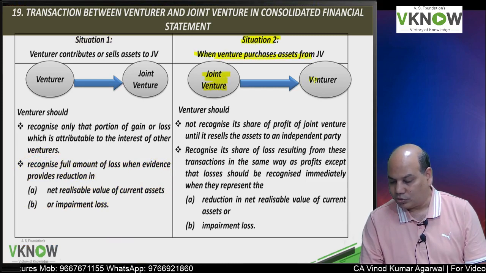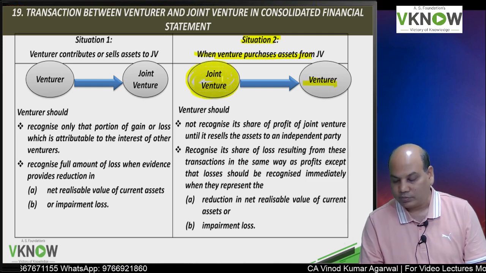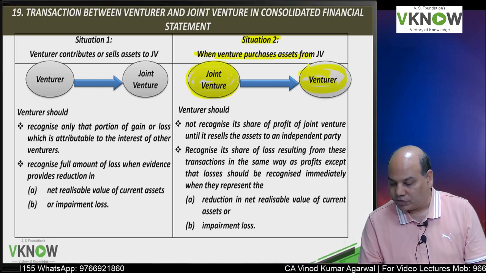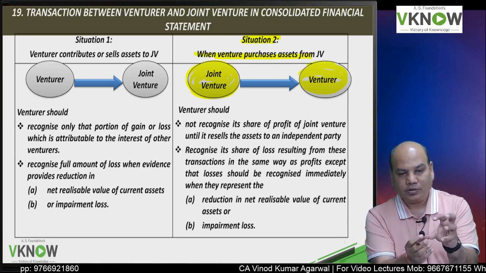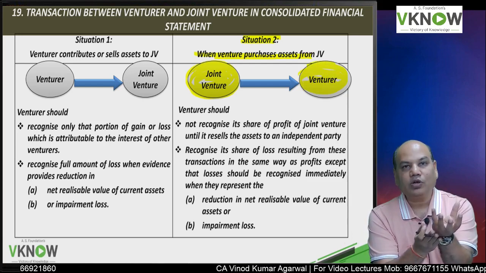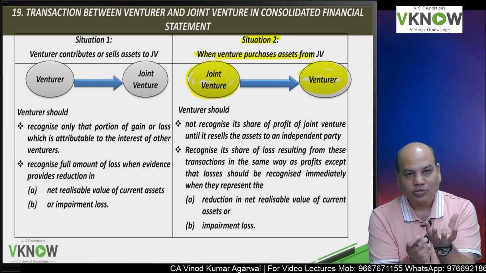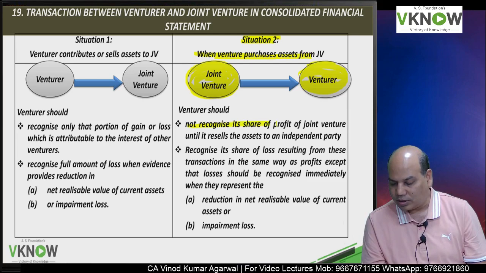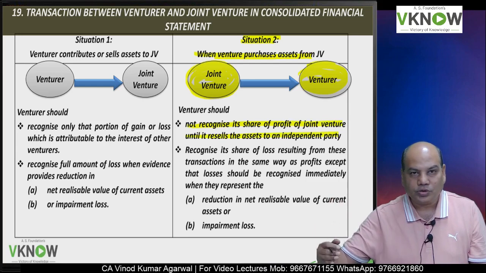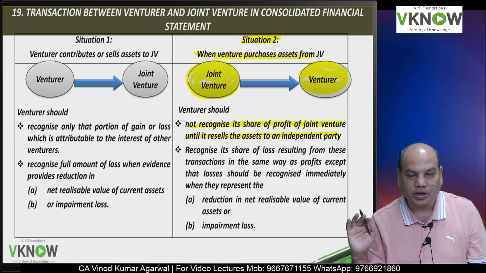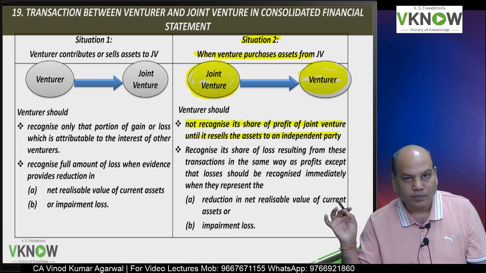Same situation here also. Joint venture sells goods to the venturer. Who has made profit? Joint venture. You are one of the venturers in the joint venture. So when the joint venture makes profit, suppose 100 rupees profit, 50 belongs to you, because you are a 50% venturer in that. So the standard says do not recognize your share of profit unless the goods or the asset is sold to an independent third party. In case of profit, do not recognize your share of profit.